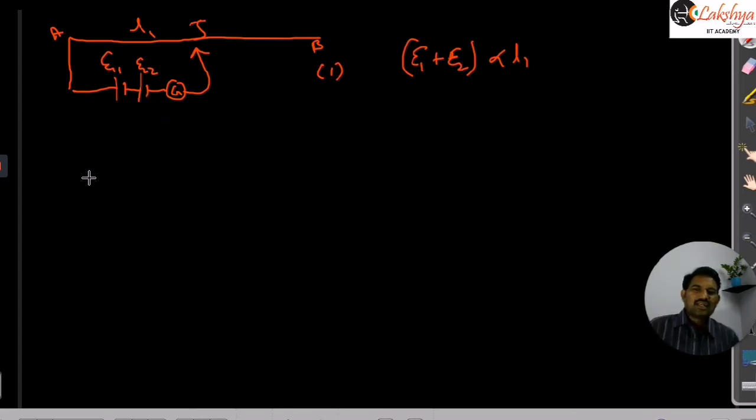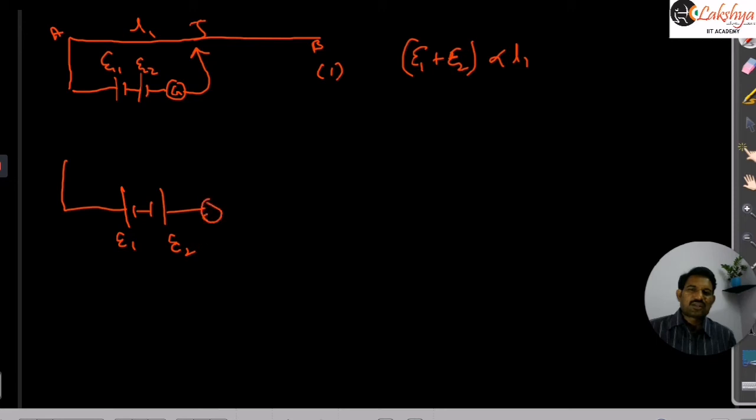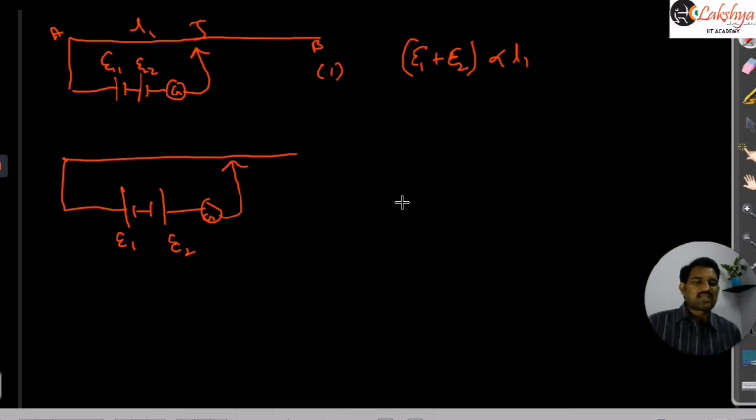And the other condition is when the cells are connected opposing each other. Opposing each other means they are connected like wrongly connected cells, E1 and E2. When they are wrongly connected, their EMFs will oppose each other. Then suppose L2 is the balancing length. So let L2 be the balancing length when their EMFs are opposing each other. Then what we can write is E1 minus E2 is directly proportional to L2.